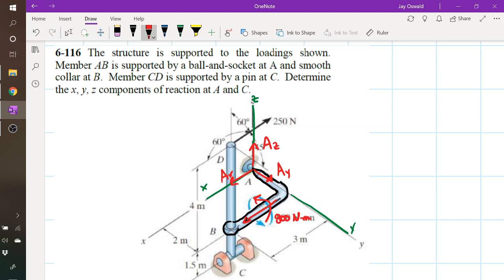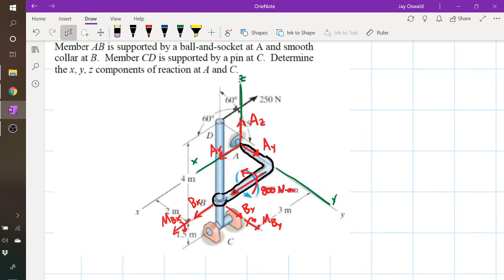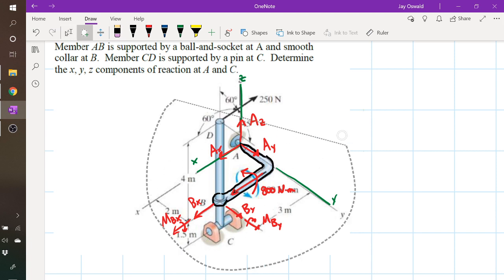And what about B? Smooth collar. So what forces is it going to exert? X and Y and no Z. Yep. So X, Y, moments. In fact, we just saw this, right? It's the same thing. So we have an MBY, and a BY, and a BX, and an MBX. And anything else? We have some dimensions that I'm not going to do yet. That's it.